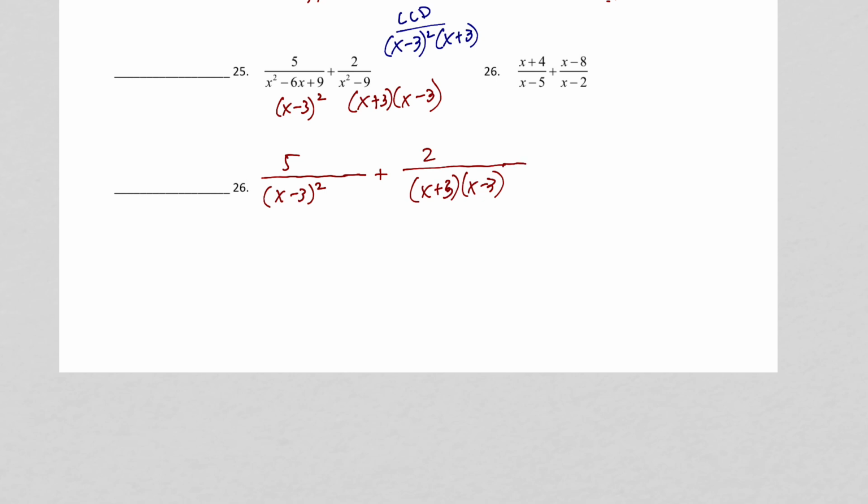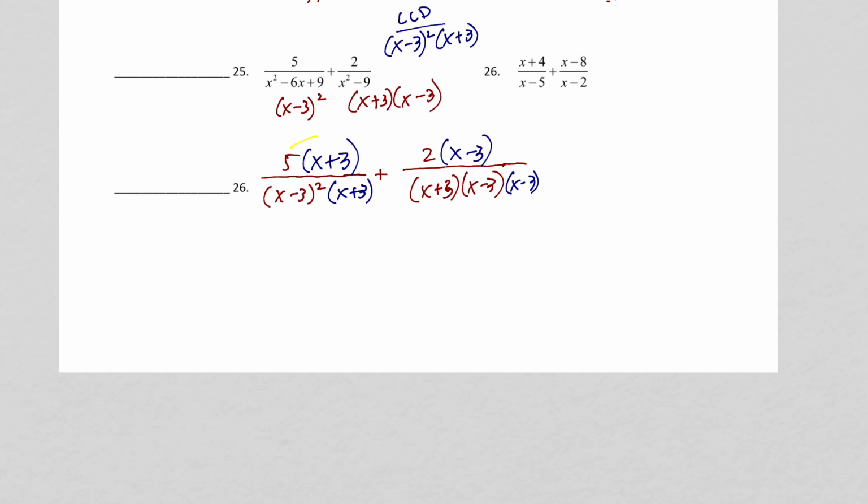Okay. Now, in order to make this denominator look like this, I have to multiply by x plus 3. So I have to do that on the top of this as well, so I don't change the fraction. In order to make this look like this, I need to multiply by 1 more x minus 3, so I have it squared. So I'll multiply by x minus 3, and I got to do that over here as well.